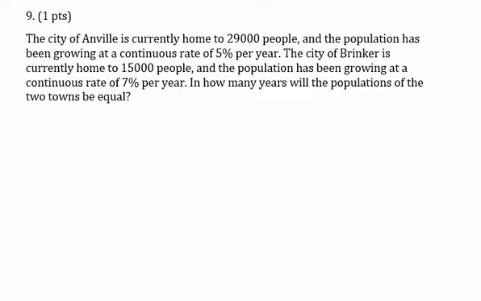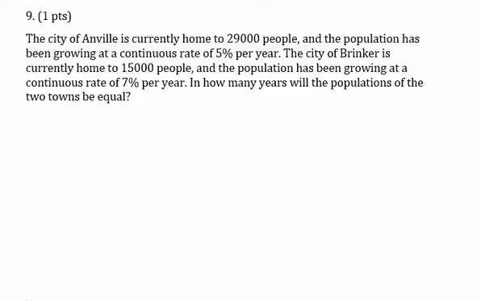Okay, here is an example from section 5.3, number 9. The city of Annville is currently home to 29,000 people. The population has been growing at a continuous rate of 5% per year. The city of Brinker is currently home to 15,000 people, and it's been growing by 7% per year. In how many years will the populations of the two towns be equal?